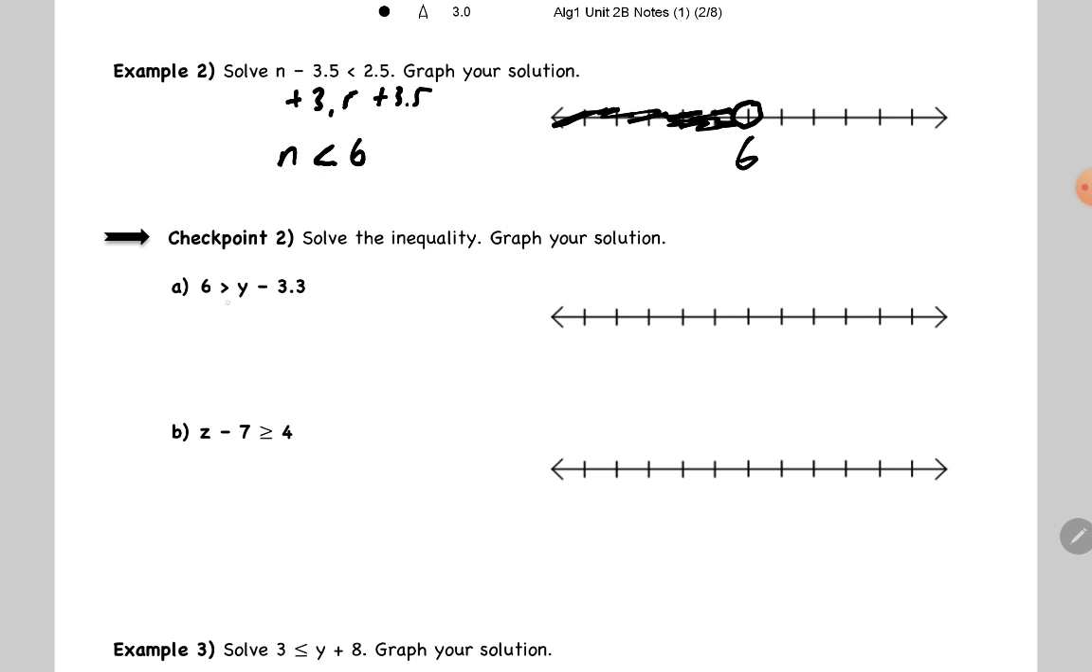Okay, let's do another one. We're trying to get y by itself, so this minus 3.3 can be added. So I will get 9.3 is greater than y. I have 9.3 here, and we make an open dot. And then which way do we shade? 9.3 is bigger than y. That means y is less than 9.3.